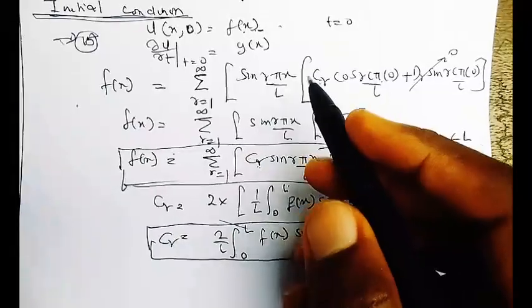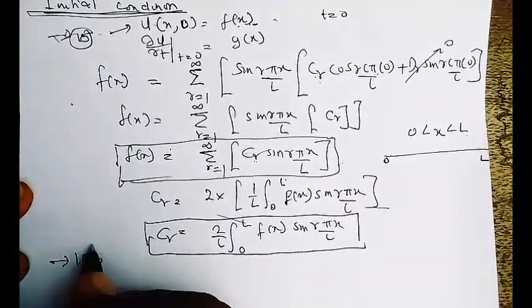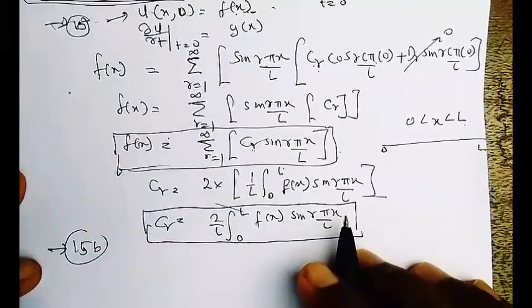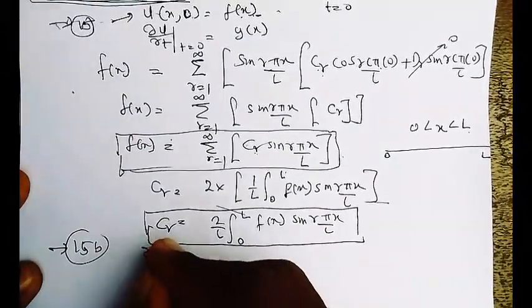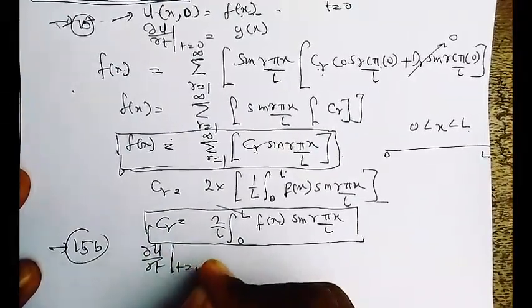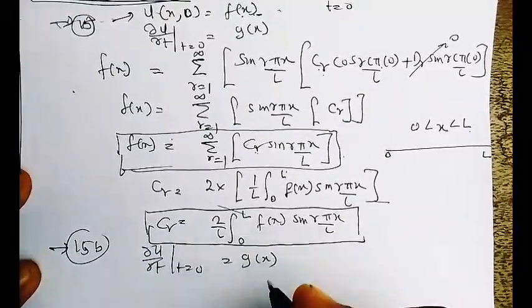Applying my initial condition, so I apply my first boundary condition. Now apply my second boundary condition. Let's call it 15b, right? So apply my second boundary condition, which says du/dt, where t is equal to 0, is g(x), right?